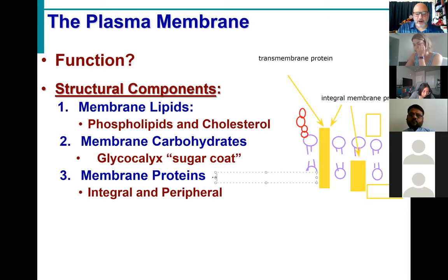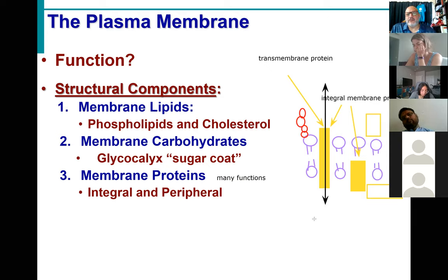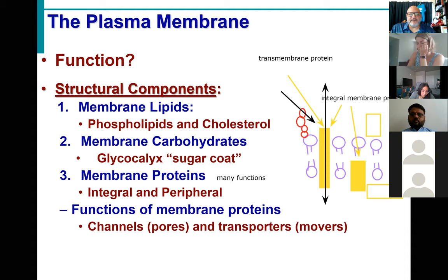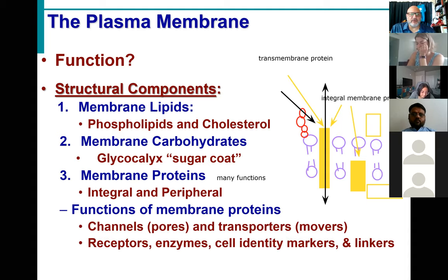And as we know, there are many types of proteins. So not surprisingly, there are many types of functions for these. For instance, some of these transmembrane proteins could be channels. And those channels could allow materials to get into or outside of the cell. Or it could be a receptor where a hormone binds to the top of it and affects some change on the inside. Or it could be an enzyme, or any number of different types of things. So we could have channels, transporters, movers, receptors, enzymes, cell markers, linkers connecting cells together. Massive number of proteins with massive different functions we're going to talk about.